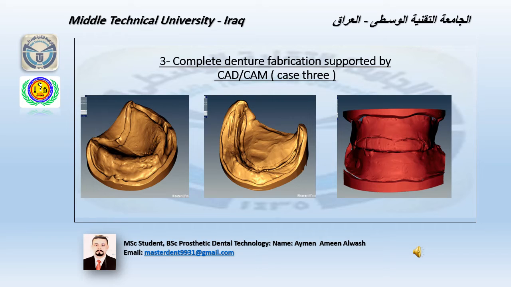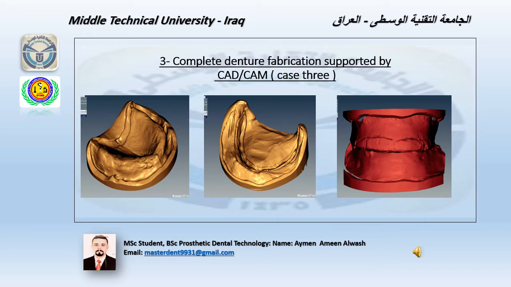Number 3, complete denture fabrication supported by CAD/CAM, case 3. Technique: after the dentist diagnoses the patient for complete denture, record the primary impression, then send to the laboratory to make the special tray. Send the special tray to the dentist to record the final impression, and send to the laboratory to make the base plate and pie trim.